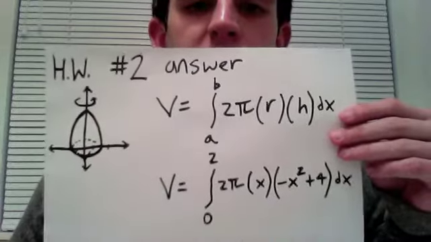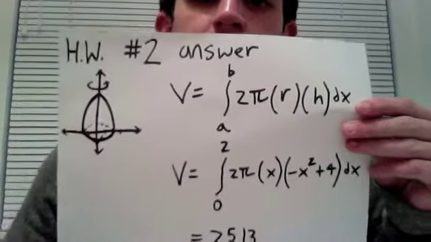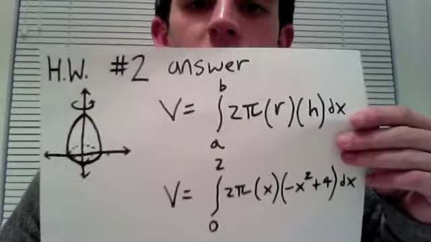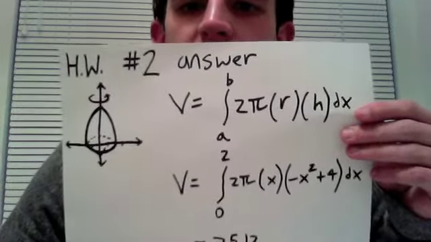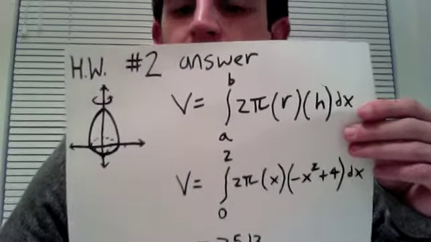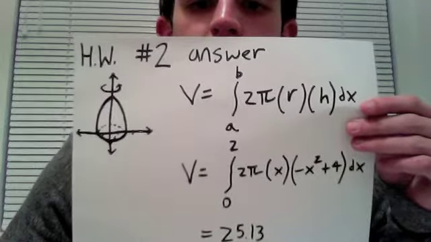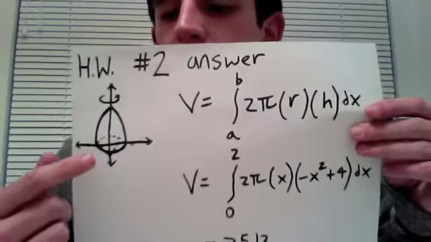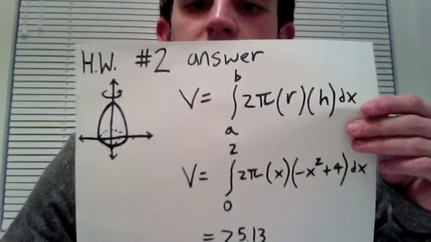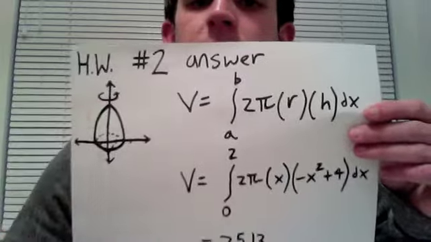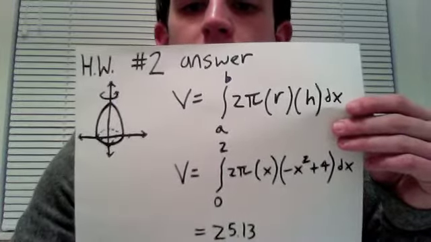So here's the answer to the second homework problem. Here's the shape that we revolved around the y-axis, and we know that volume equals the integral from a to b of 2 pi times the radius of the shell times the height of the shell, dx. So for this specific shape, it's from 0 to 2 pi times x, which is the radius of this, times negative x squared plus 4, which is the height of the shell, dx. And the answer is 25.13.